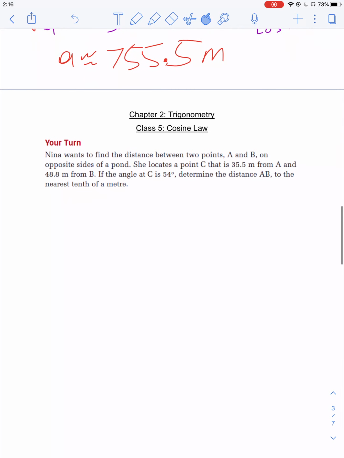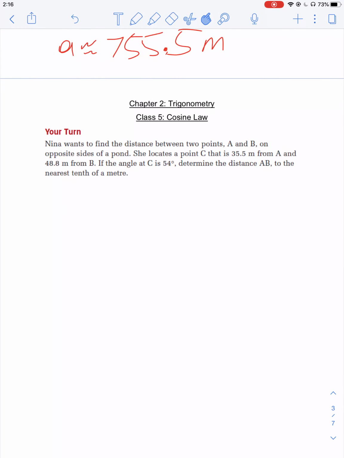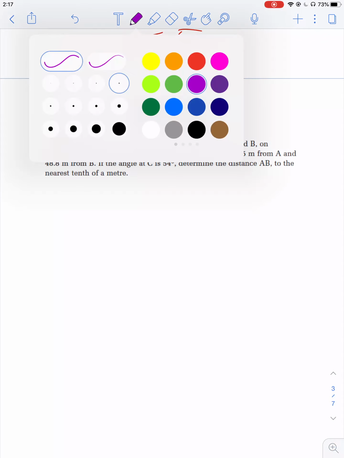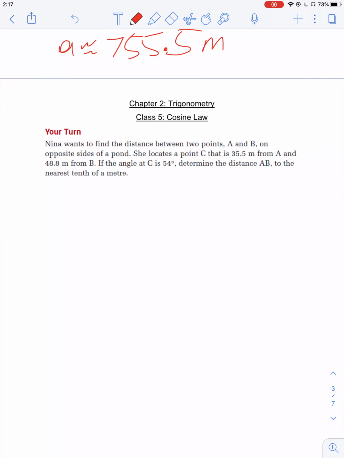So you try. Try using the formula. Read the question, pause the video, and try doing this. Draw the triangle, the information is given to you, and then compare your answers with what I have.